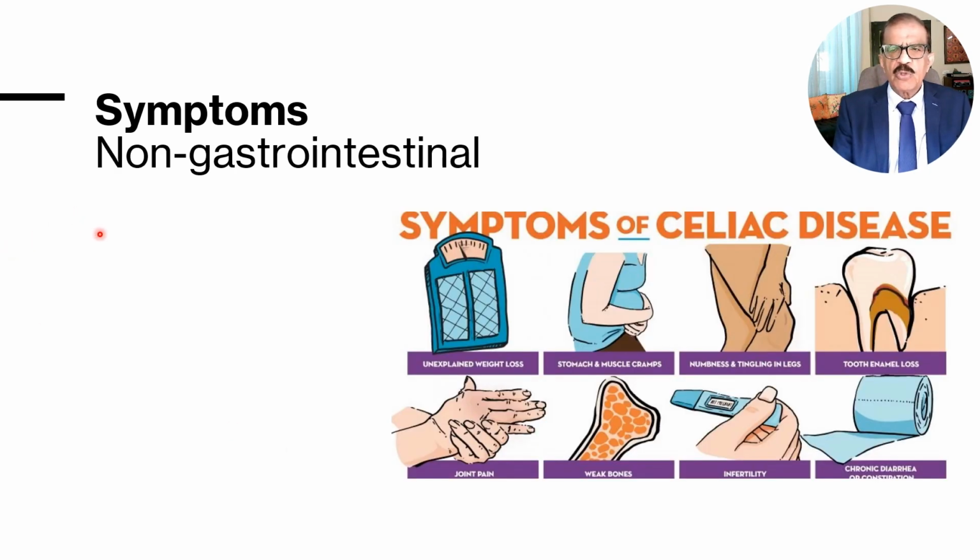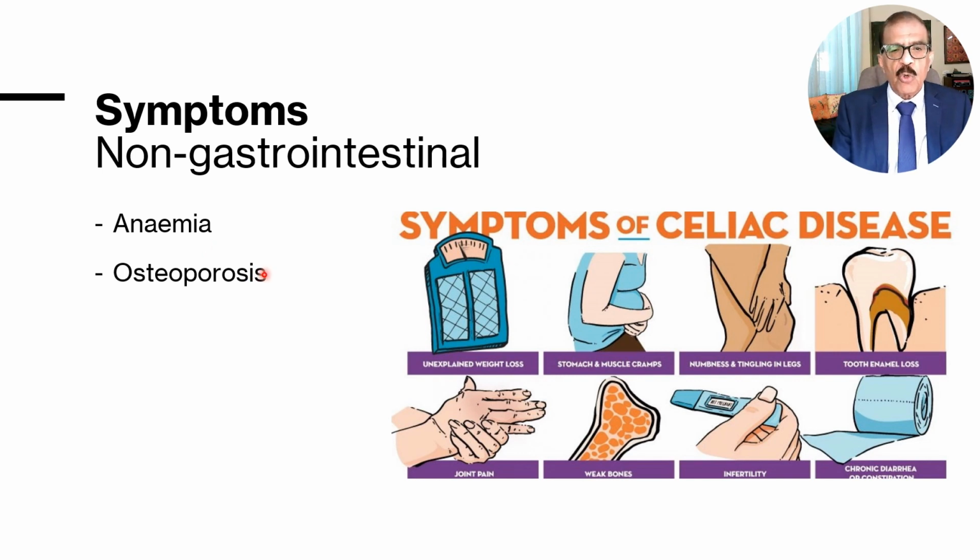Non-gastrointestinal symptoms, because nutrients are not absorbed, so there may be anemia. I think anemia is very common because vitamin B12, folic acid and iron, all three very crucial nutrients required for hemopoiesis are deficient. So the patient would have anemia, either hypochromic microcytic or macrocytic or mixed variety, and a variable degree of anemia may be present.